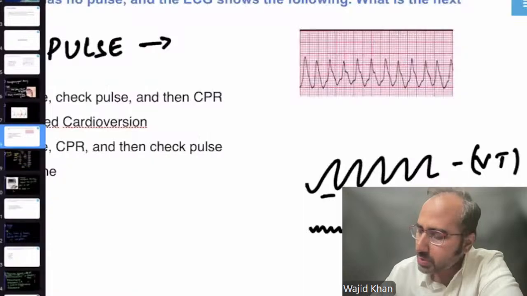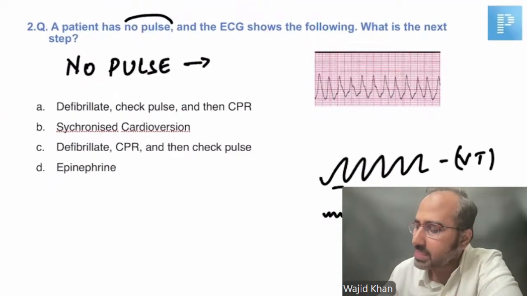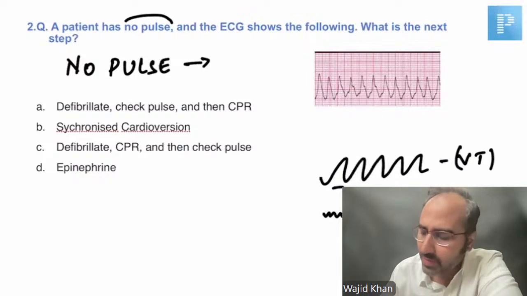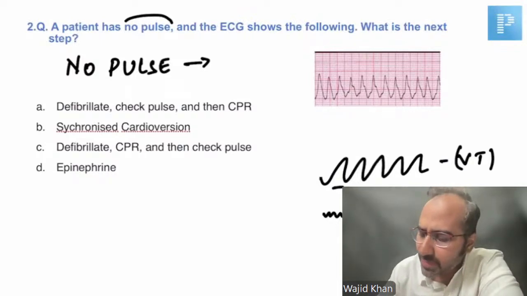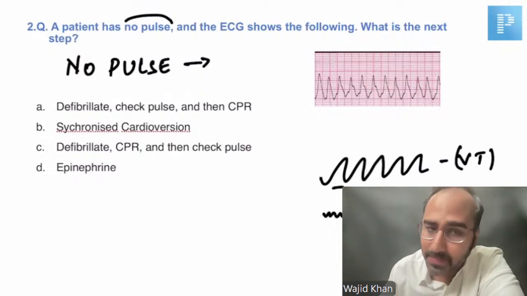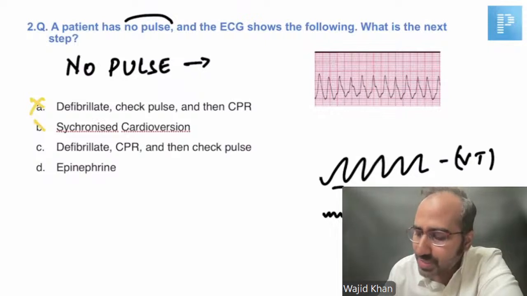Now coming back to our question, guys. Patient is having no pulse and the ECG is showing this, यानी कि it is VT or VF. Will you go for defibrillate, then check the pulse? Defibrillation should be done. But after defibrillation, always first give compression, then check the pulse. So this is wrong. Synchronized cardioversion, no sir, this can't be done.